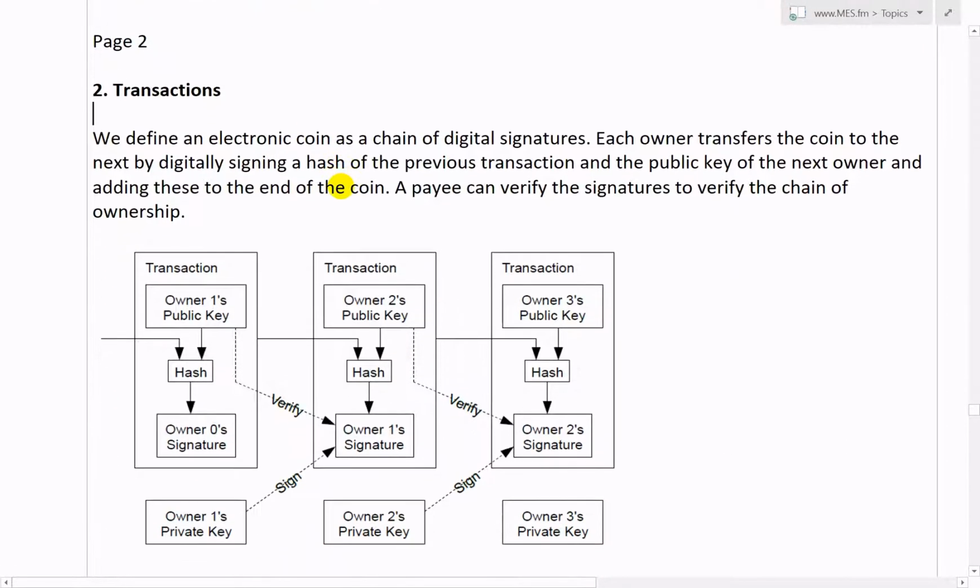So, transactions. We define an electronic coin as a chain of digital signatures. Each owner transfers the coin to the next by digitally signing a hash of the previous transaction and the public key of the next owner, and adding these to the end of the coin. A payee can verify the signatures to verify the chain of ownership.